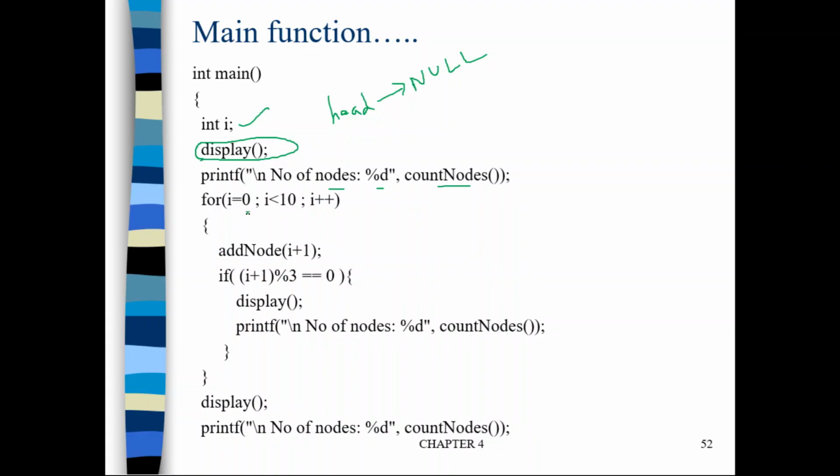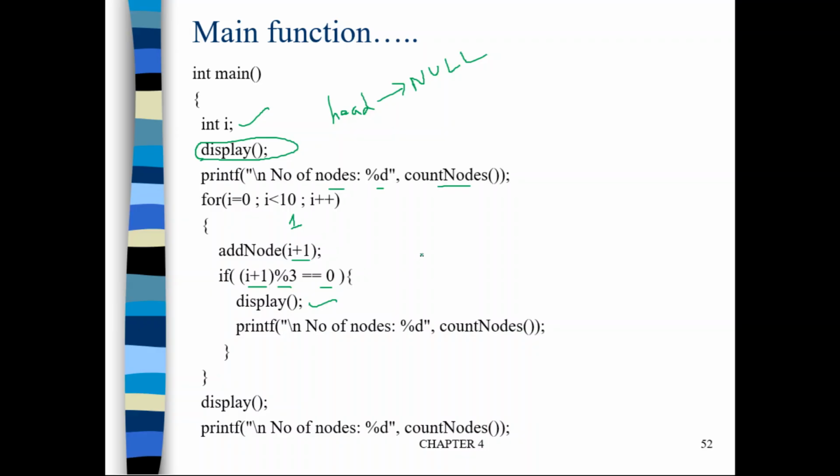Then we are running this for loop from 0 to 10 and we are saying add node of I plus 1. So that will add one node. Like this we keep adding the nodes, but here I am doing something just for understanding what is happening. If I plus 1 modulo 3 is equal to 0, that is after adding every 3 nodes, after adding the first 3 nodes, then 6 nodes, then 9 nodes, after adding every 3 nodes we are calling the display function.